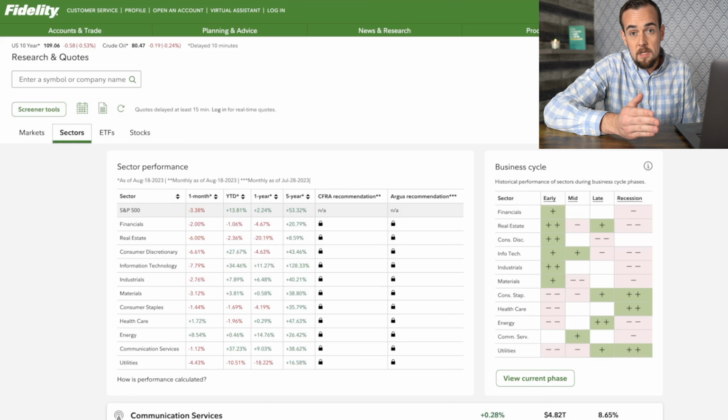If we take a look at this style box right here, you're going to come across this quite a bit on various investment research sites, and this is a really helpful visual for understanding the risk of a particular asset.